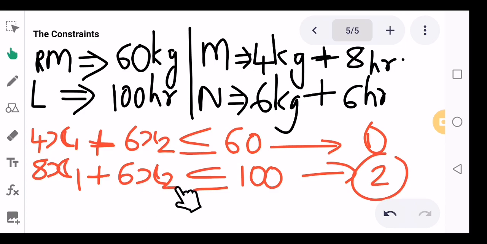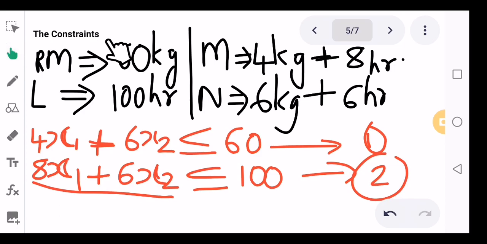So the total time required by A Limited is 8x1 plus 6x2. This is the total time, which you don't know how much it is, because since we don't know the value of x1, x2, we don't know how much is the total value of this. But all that we know is that whatever this 8x1 plus 6x2 is, it will be either equal to 100 or less than 100, because they have clearly mentioned in the question that maximum labor hours available is 100 hours.